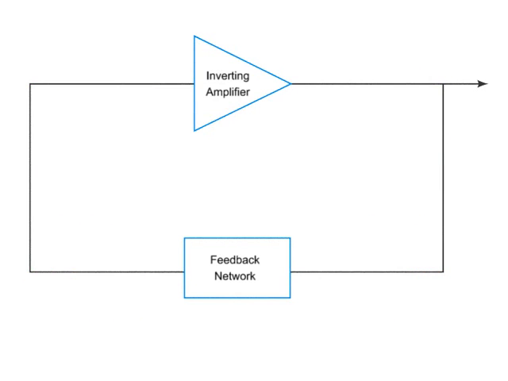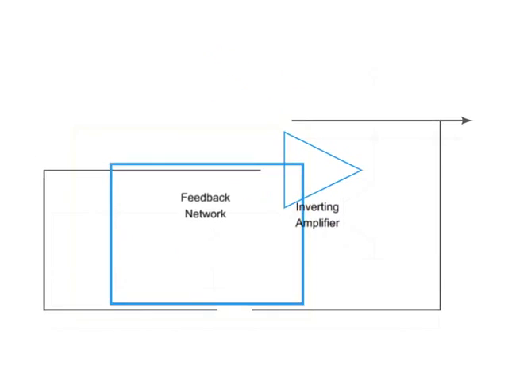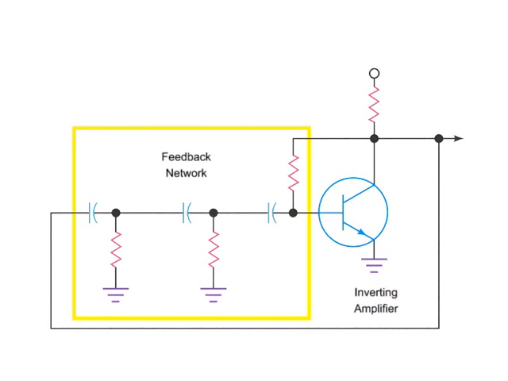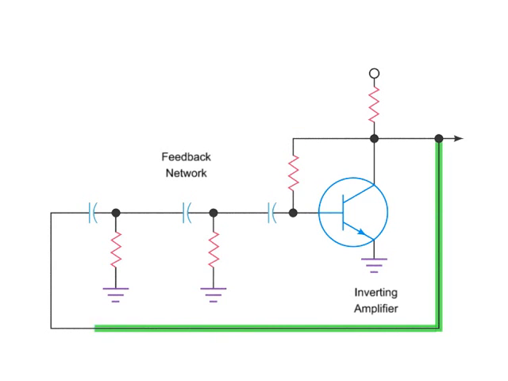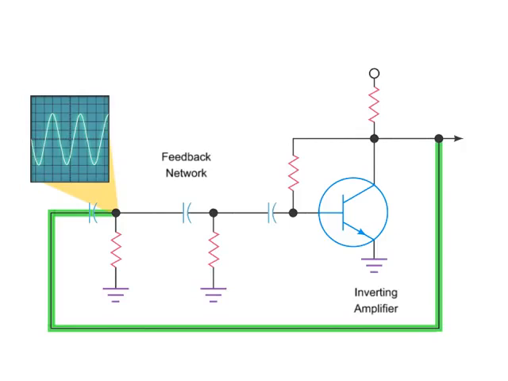Feedback networks can function in a variety of ways. In this oscillator example, a phase shift network is employed. This feedback network uses a series of capacitors and resistors to shift the signal's phase by 180 degrees as the signal passes through the network. Each of these capacitor and resistor units will shift the phase of the signal by 60 degrees.